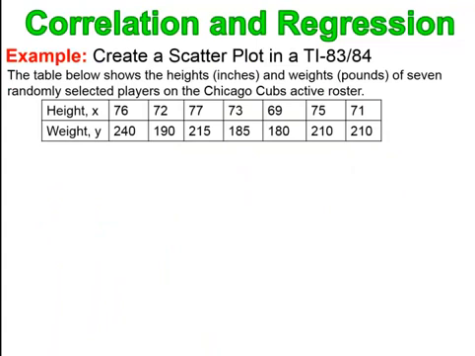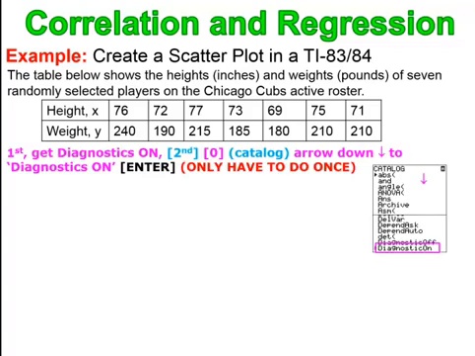So how do we create a scatter plot? Well, we're going to be doing it in our calculators, the 83 or 84. So here we have an example of a table for heights in inches and weights in pounds of 7 randomly selected players on the Chicago Cubs active roster. So the x value is my height and the y value is my weight.